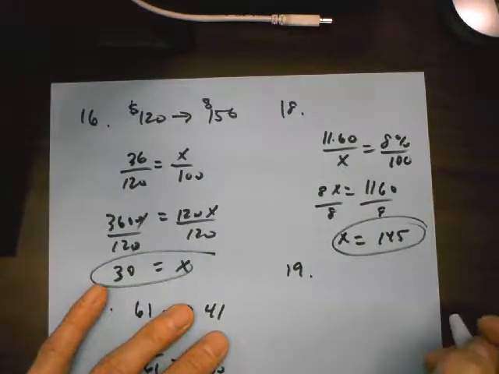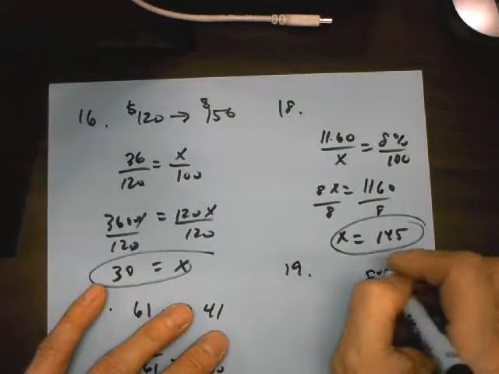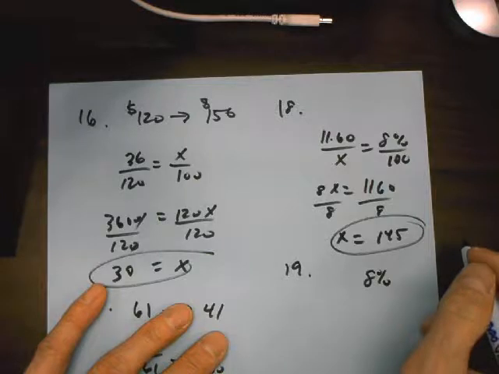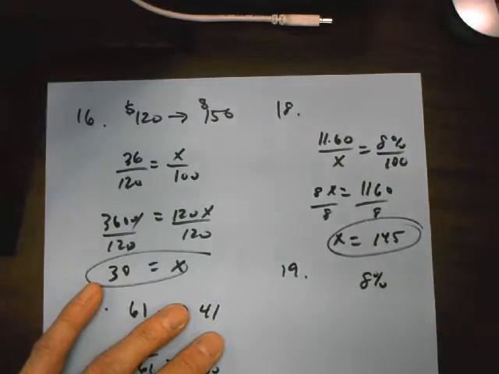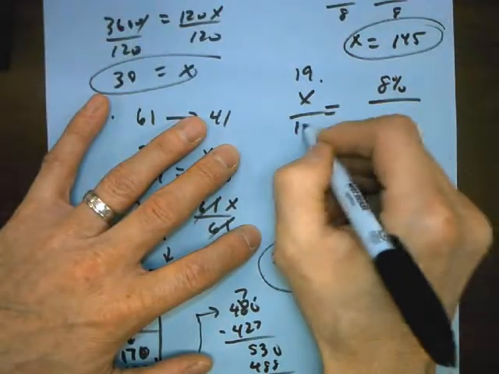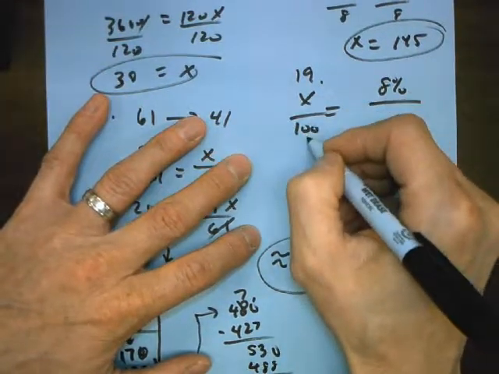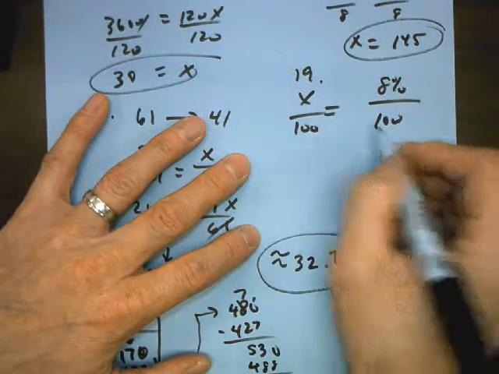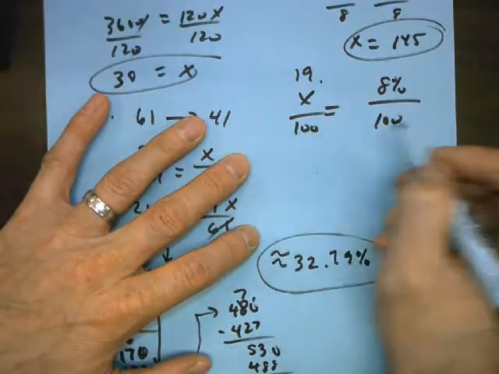19 says you bought an item with 8% tax. The original price was $100. How much did you actually pay? So there's two ways you can do this. You can find 8% of 100, so 100 goes on the bottom, is over of, which is going to be $8, and then add that on to the original.